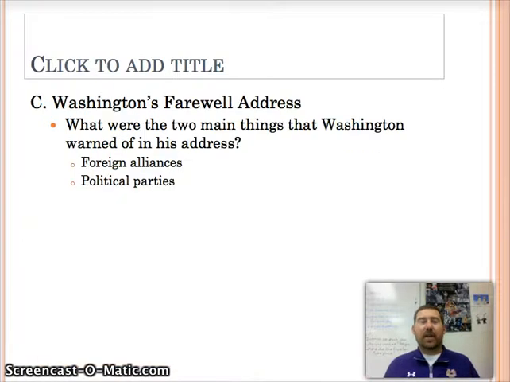And last but not least is Washington's farewell address. You need to be aware that there are two main things that Washington warns against in this address: foreign alliances and political parties. And that's simply because he believes we're just not ready for this at this point.